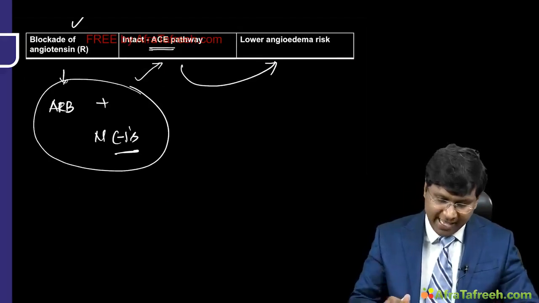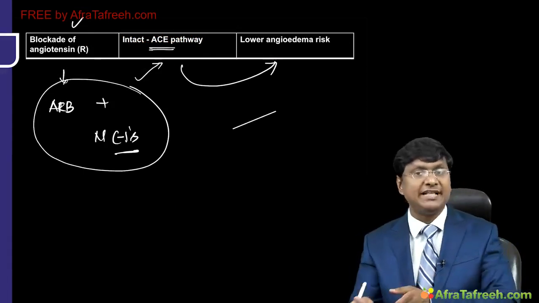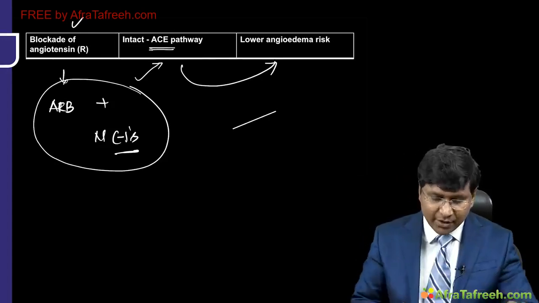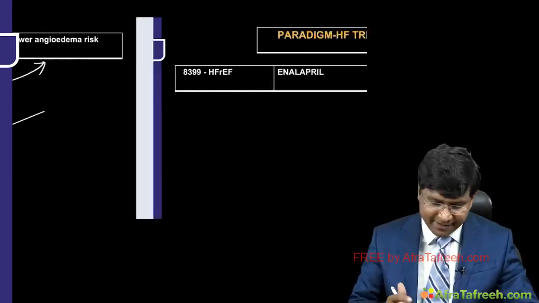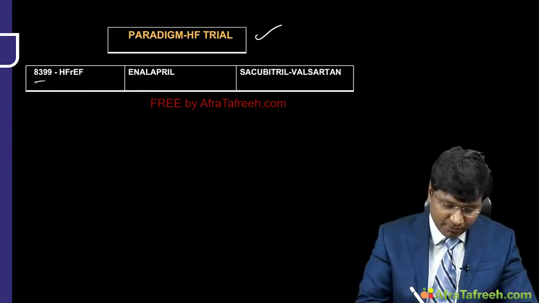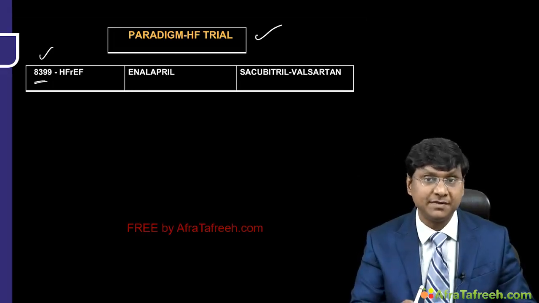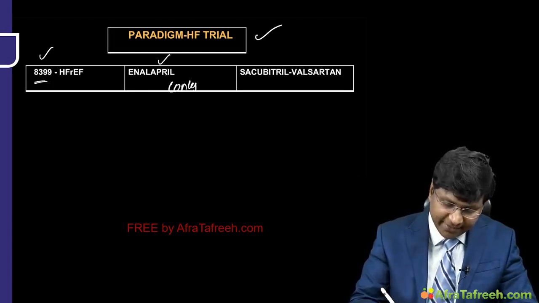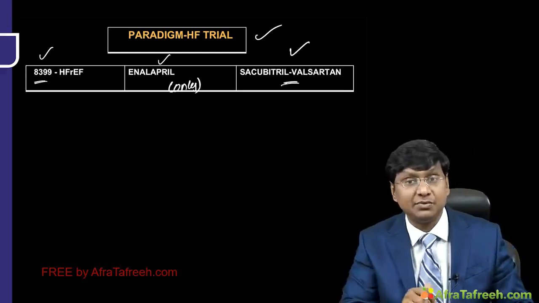Accordingly, what this particular slide shows is that you can combine an angiotensin receptor blocker with a neprilysin inhibitor, but not an ACE inhibitor with a neprilysin inhibitor. Now, a trial has come with the combination of ARBs with neprilysin inhibitor, and that is the PARADIGM-HF trial. They have taken almost 8,399 patients of heart failure with reduced ejection fraction. They have treated one group only with enalapril, and in another group sacubitril plus valsartan was added.